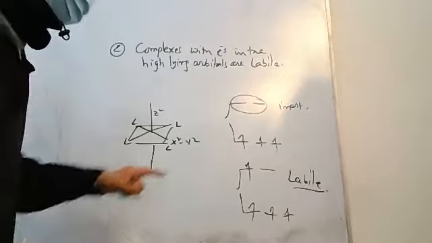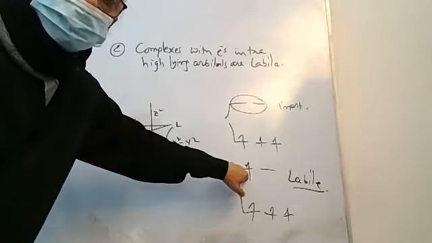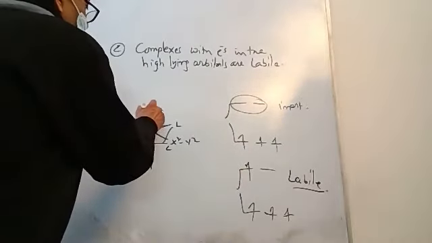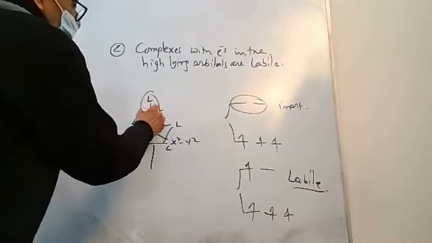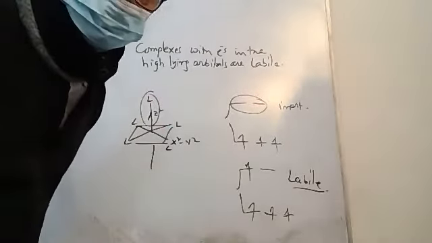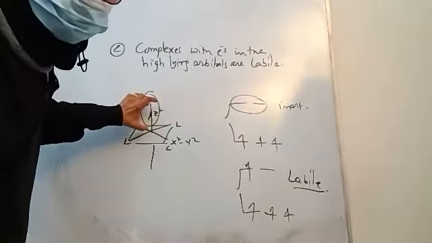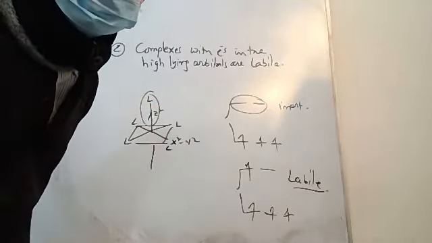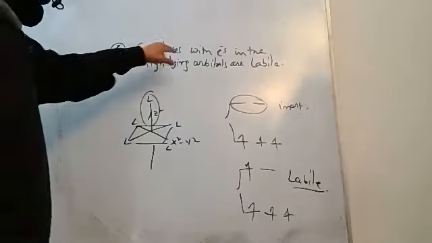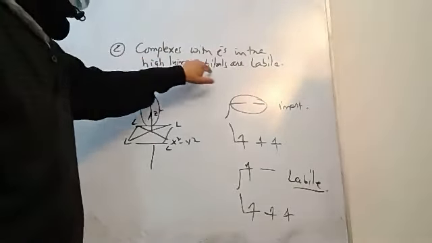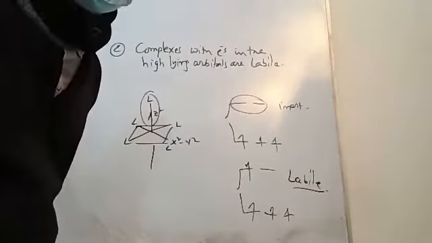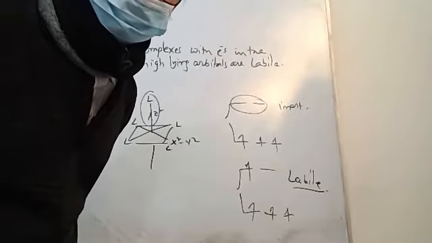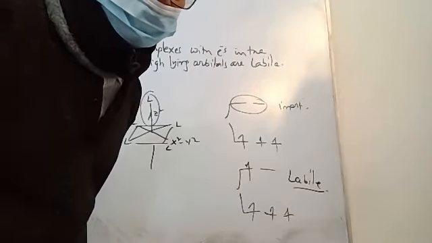On the other hand, if you start having an electron in either x squared minus y squared or z squared, then you're going to have a repulsion between that electron and that ligand there. That repulsion weakens the metal-ligand bond, and hence it makes it more labile. That is the reason why we say complexes with electrons in the high-lying orbitals are labile. This is the detailed reason why that is the case. Am I making sense here?